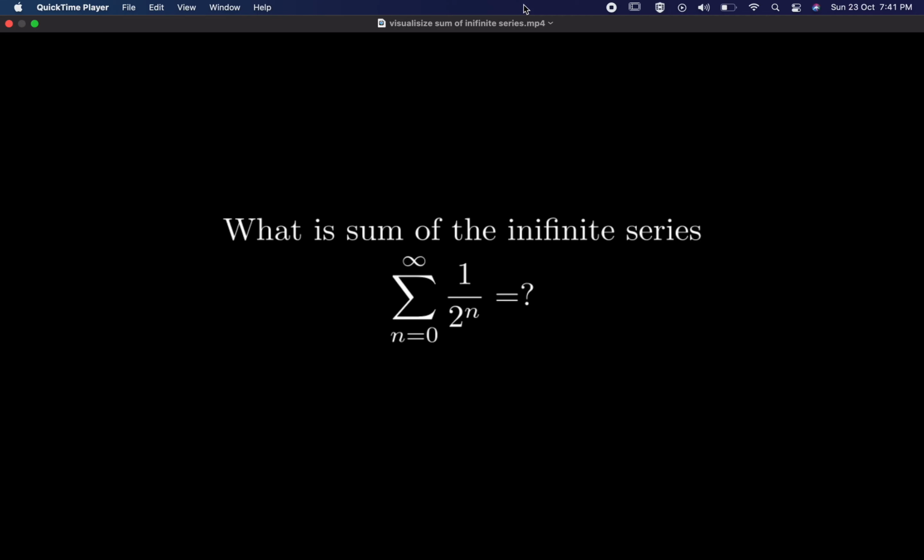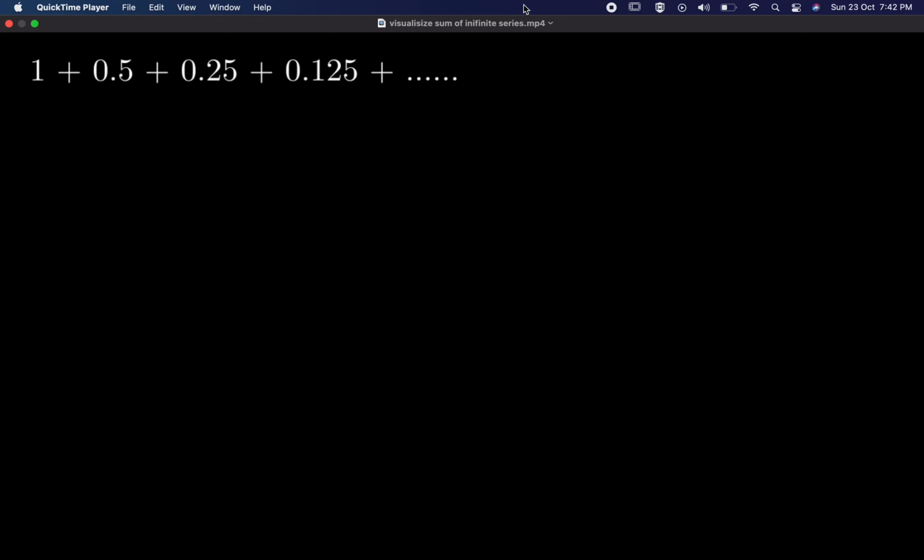In this video, we will try to visualize the sum of an infinite series, 1 upon 2 raised to n, sigma n equal to 0 to infinity. This series contains infinite terms, but each of these terms is finite. So will the sum be finite?